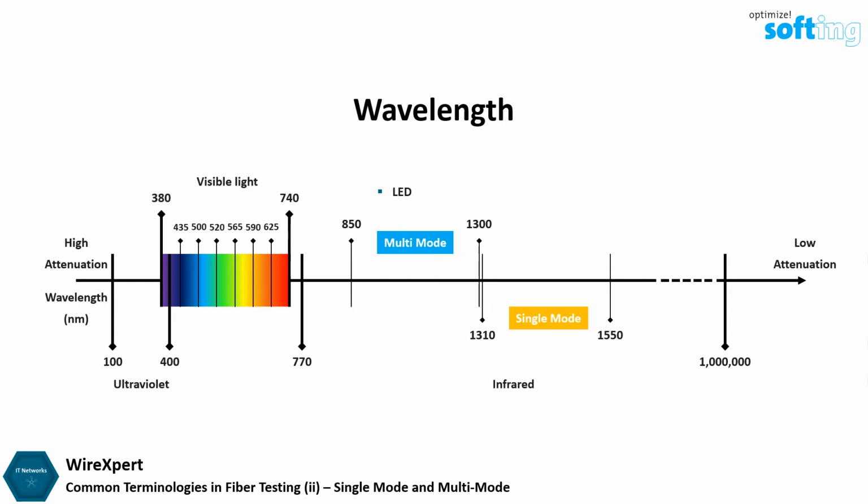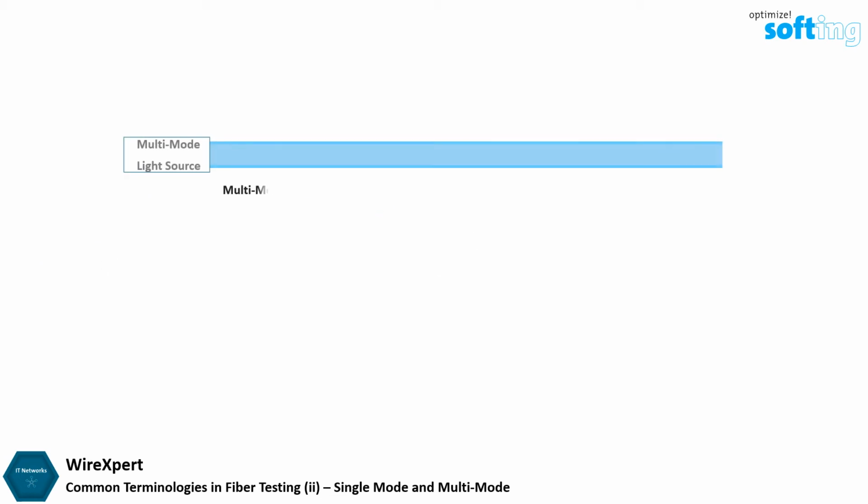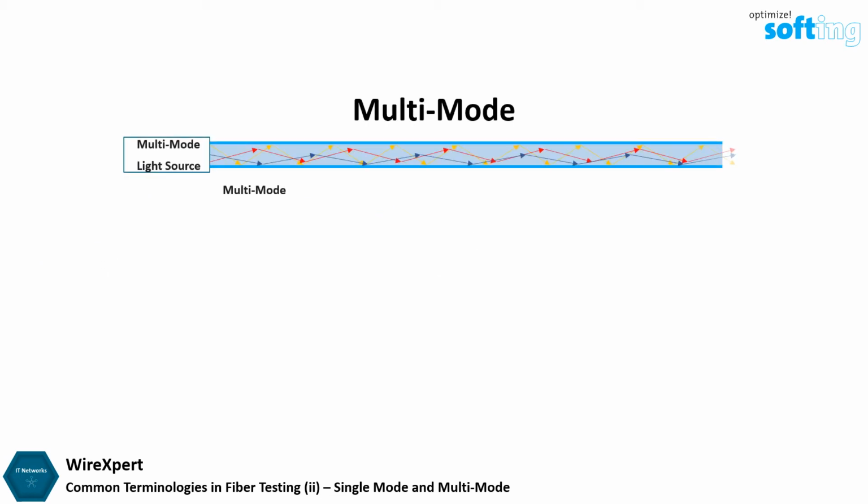vertical cavity surface-emitting lasers, or VCSELs, that work at the 850 nanometers and 1300 nanometers wavelengths are used in multimode fiber cables. The single mode often uses a laser, or laser diodes, to produce light injected into the cable. As multiple modes or light's paths travel down a multimode fiber cable, it can offer high bandwidth, but over a shorter distance due to its higher attenuation.